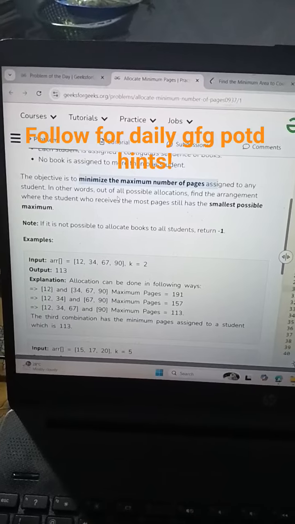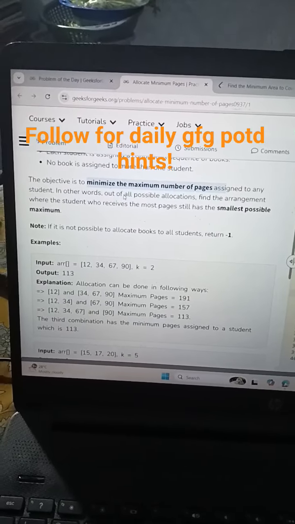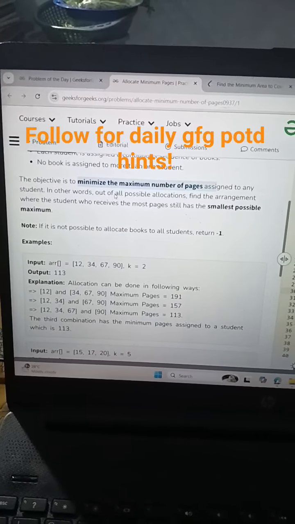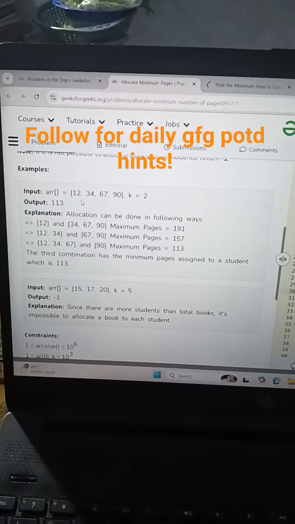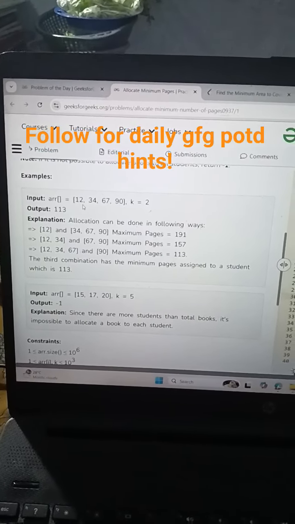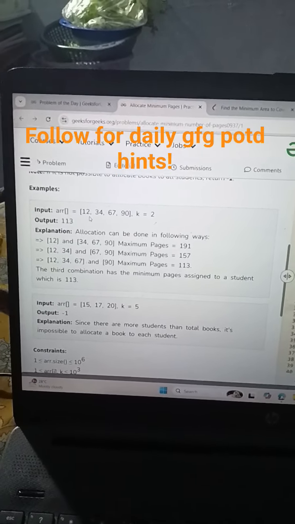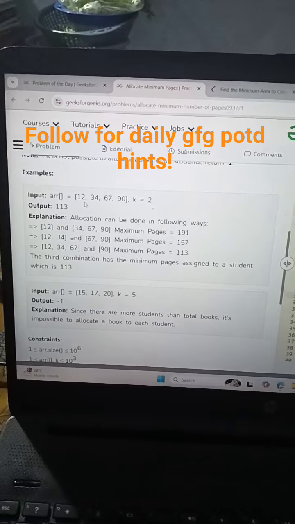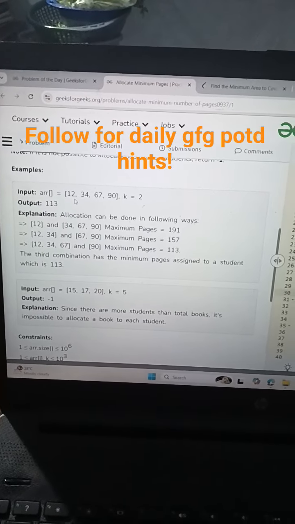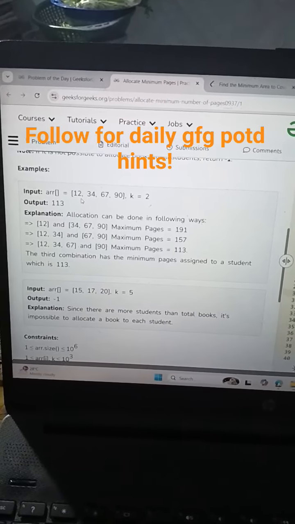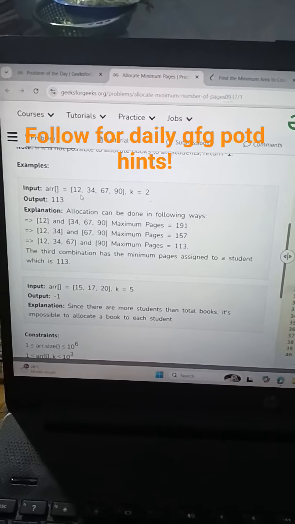We have to distribute in such a way that the maximum number of pages any student gets is minimized. Basically it means we have to minimize the number of pages any student can get, from all the students. The maximum number of pages any student has should be as minimum as possible. We try that every student gets some number of books, and the maximum number of pages any student has should be as minimum as possible.